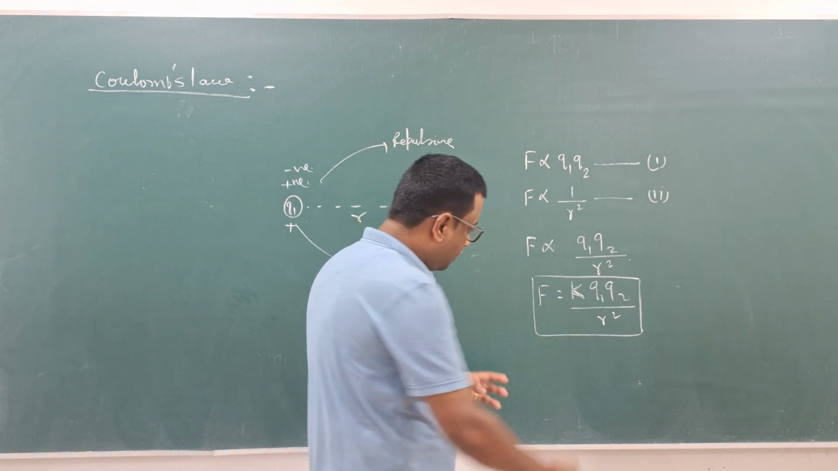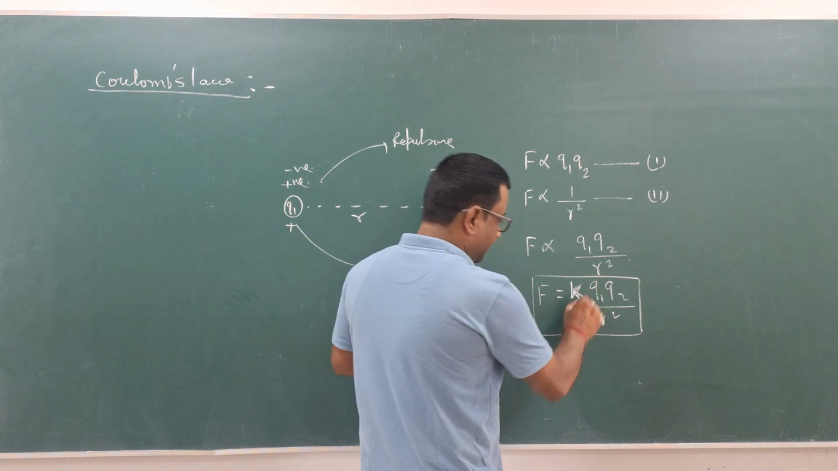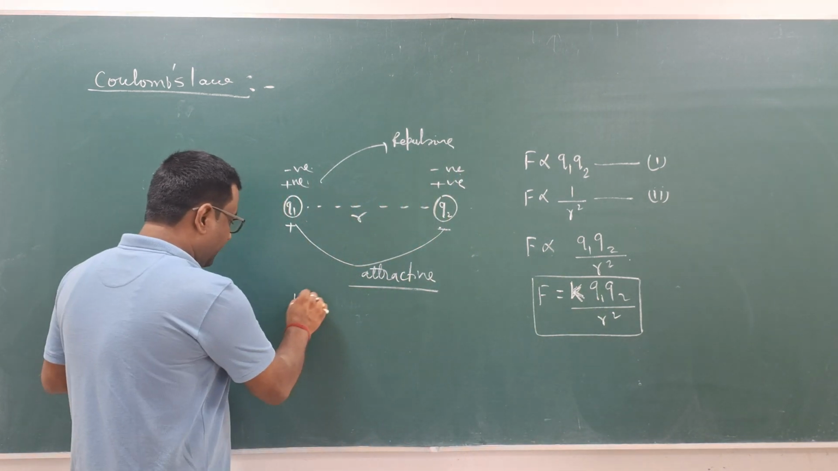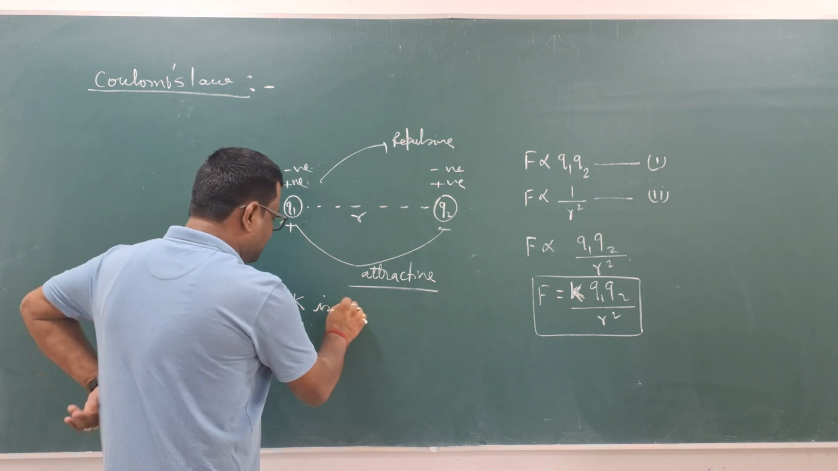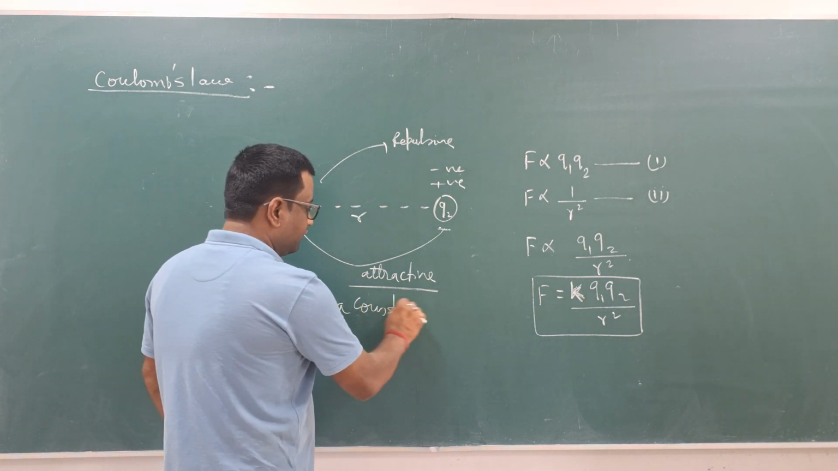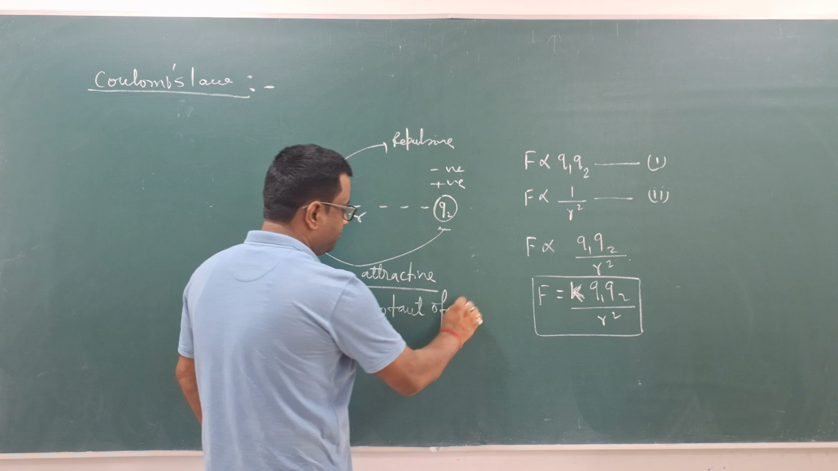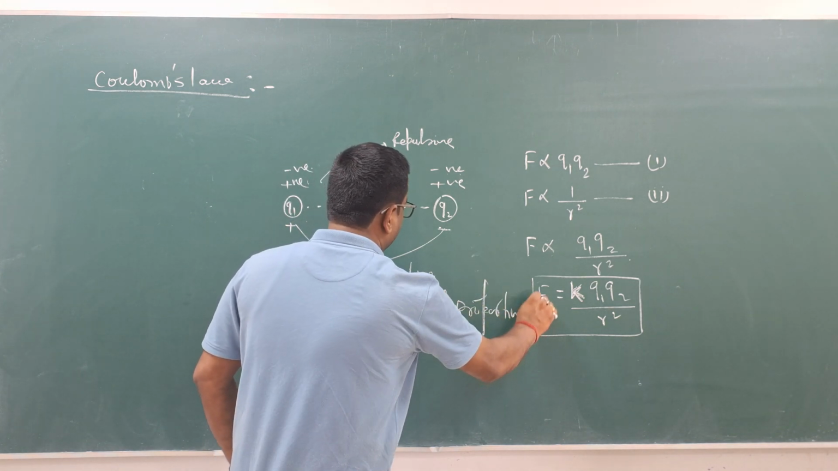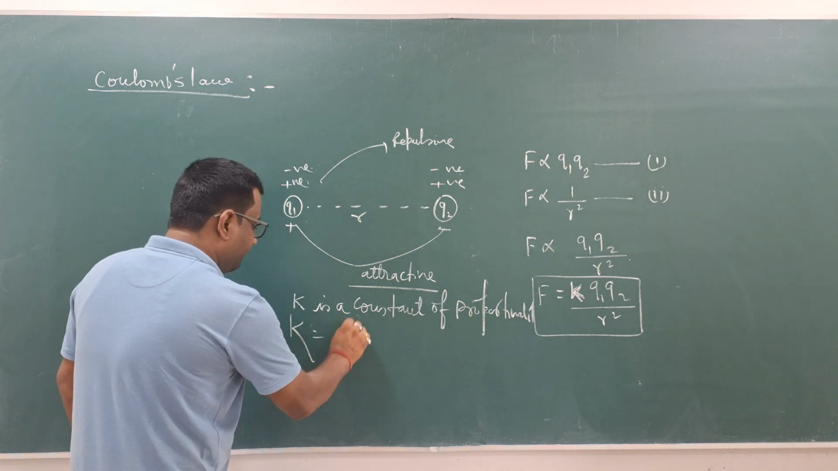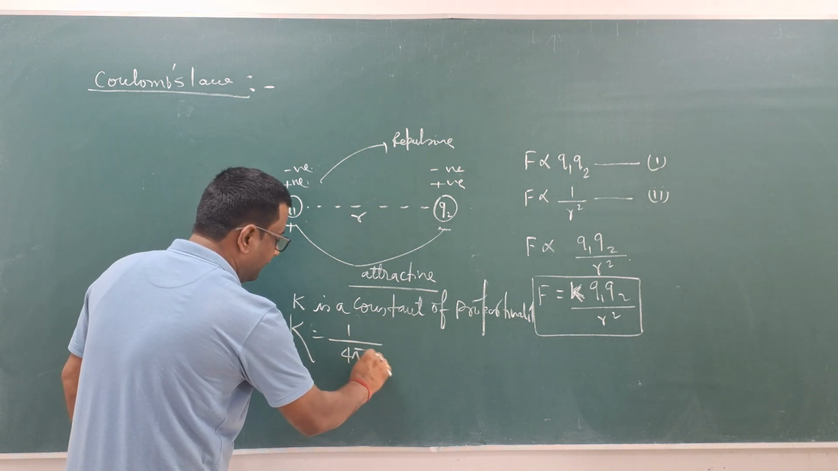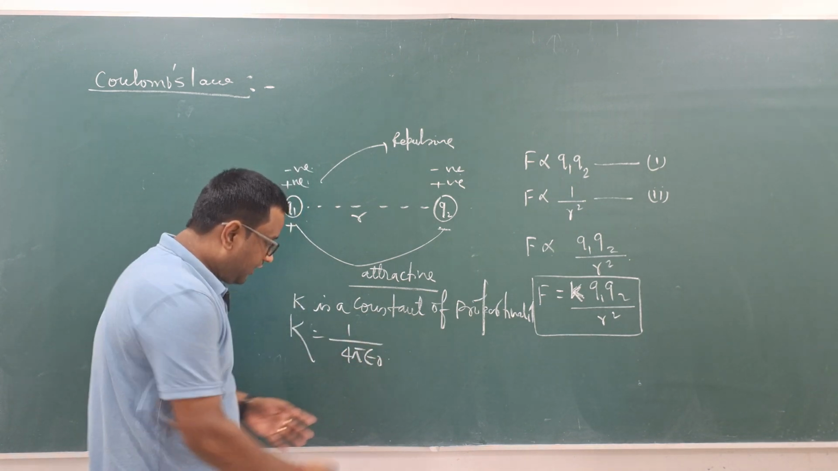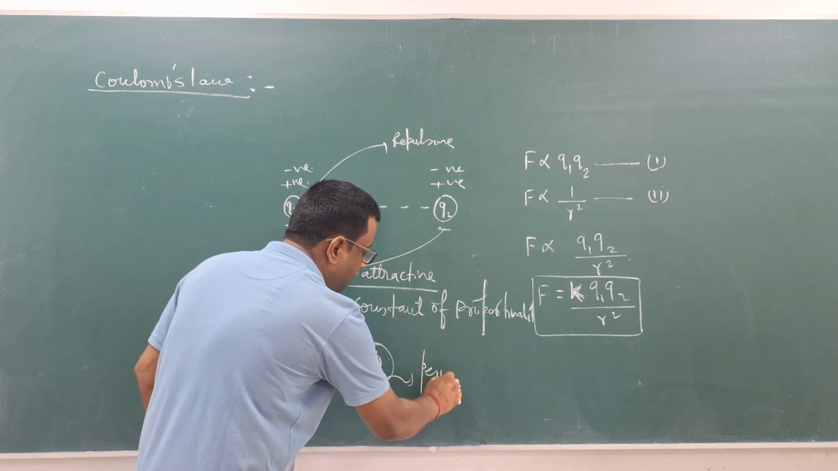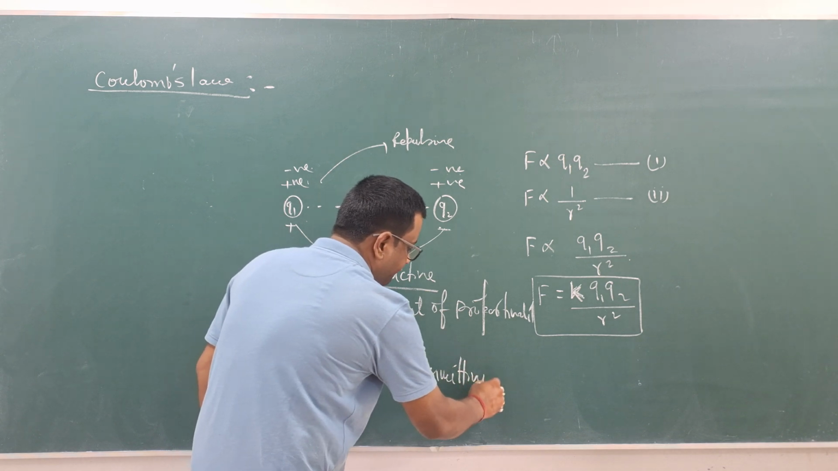Now here one constant came, that is K. So we will discuss what this K is and what its value is. K is a constant of proportionality whose value is equal to 1 by 4 pi epsilon naught. This epsilon naught is called the permittivity of free space, or air, or vacuum.